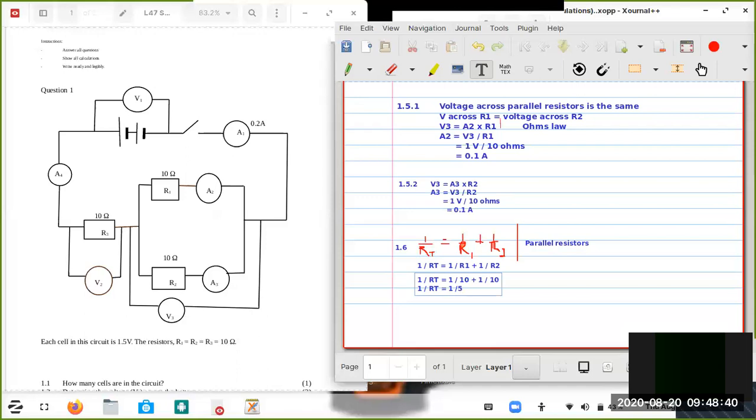Now, what it means here is, sorry for using red here, we are saying it's 1 divided by R total, that's the resistor total. This is equal to 1 over 5.